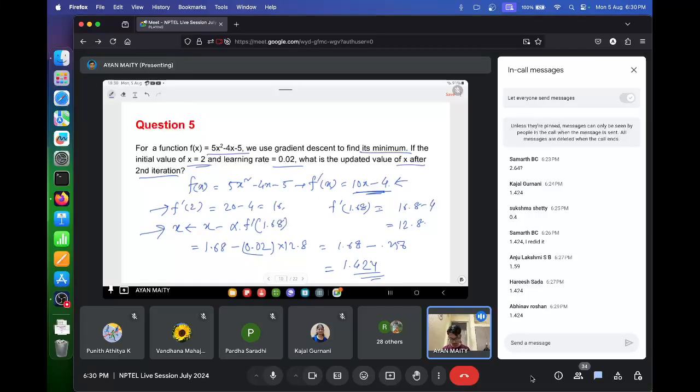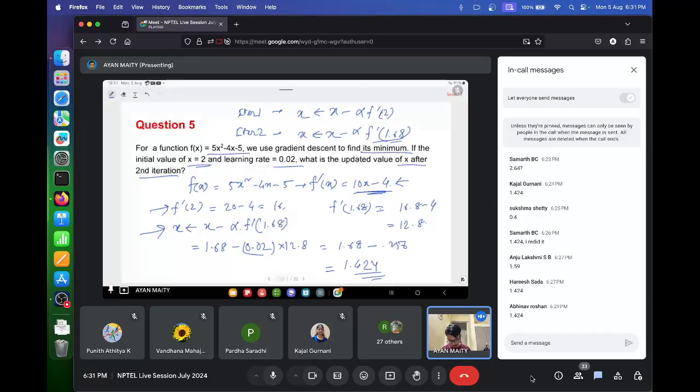For the first iteration it was x equals x minus alpha into f dash 2. So for iteration 1, the update rule was x equals x minus alpha into f dash 2, and for iteration 2 it will be x equals x minus alpha into f dash 1.68, because after the first iteration the value of x is updated to 1.68. So this is how you have to compute it, and the correct answer is 1.424. Abhinav also says 1.4. Okay.